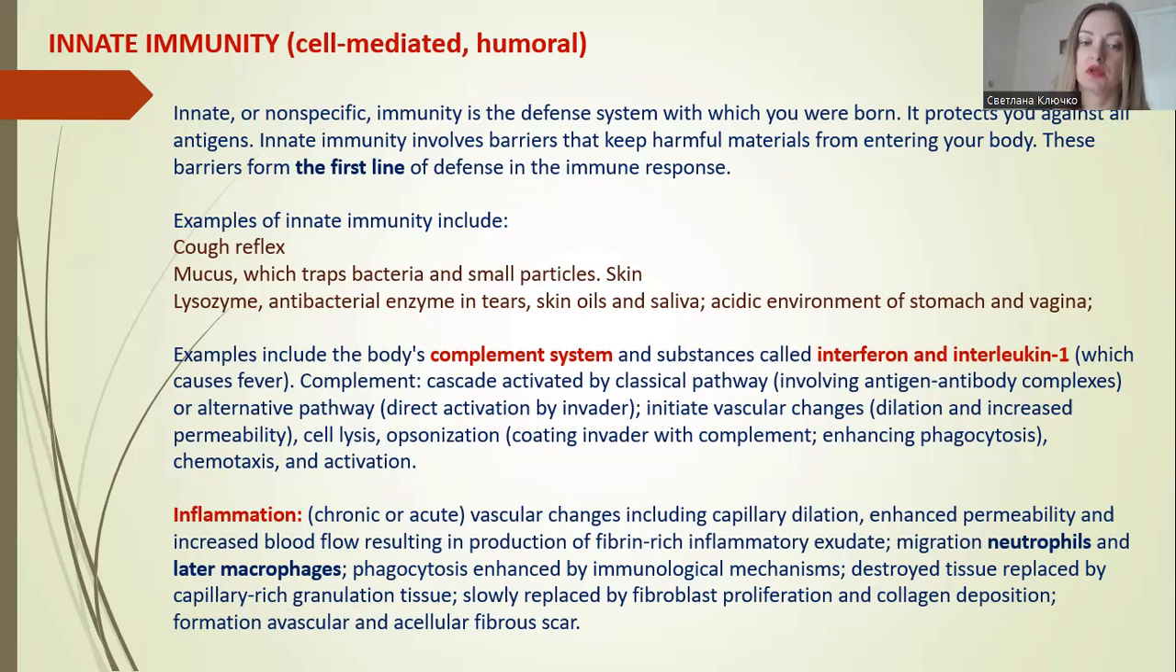The early stage of the immune response includes the inflammation process. Inflammation can be chronic or acute. Vascular changes include capillary dilatation, enhanced permeability, and increased blood flow, resulting in production of fibrin-rich inflammatory exudate. The reason for these changes is degranulation of mast cells and secretion of histamine and serotonin. It gives rise to migration of neutrophils and later macrophages. Phagocytosis is enhanced by immunological mechanisms, destroyed tissue is replaced by capillary-rich granulation tissue, slowly replaced by fibroblast proliferation and collagen deposition, forming an avascular and acellular fibroscar during chronic inflammation.